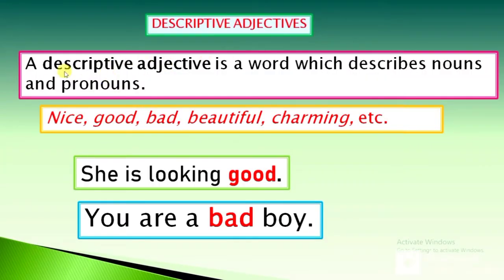Descriptive adjectives. A descriptive adjective is a word which describes nouns and pronouns. Nice, good, bad, beautiful, charming, etc. Example: she is looking good. You are a bad boy. In this sentence, red color words indicate descriptive adjectives.